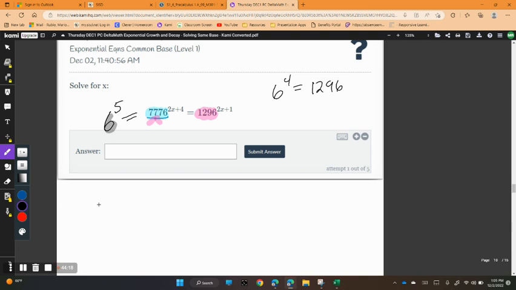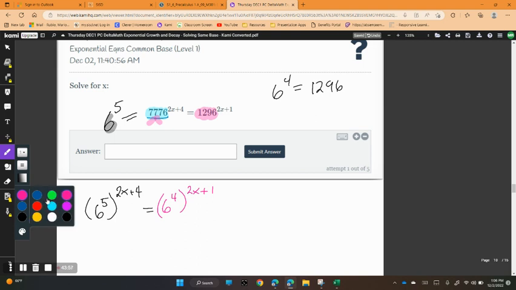So instead of writing 7,776, I'm going to write 6 to the 5th power in parentheses. I'm going to keep my exponent the same. And then over here, I'm going to write 6 to the 4th power in parentheses raised to the 2x plus 1. So now remember, I've got to multiply.